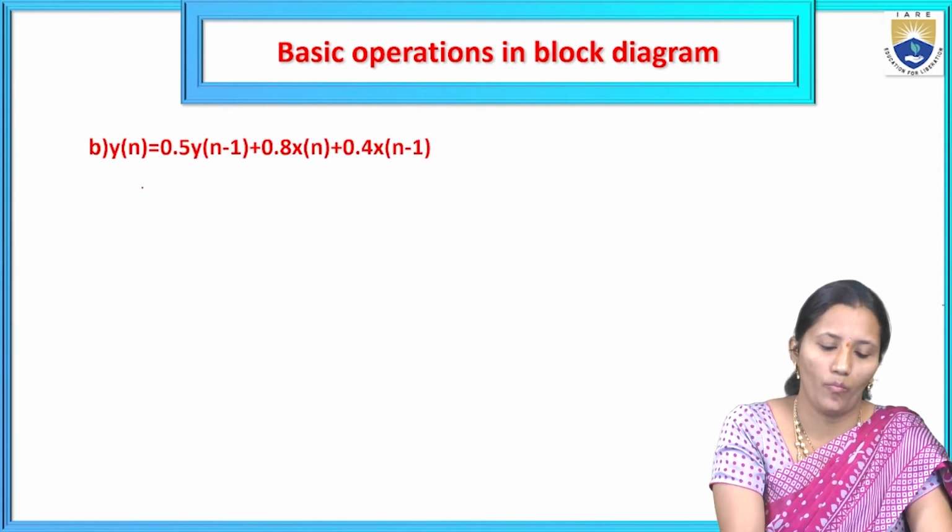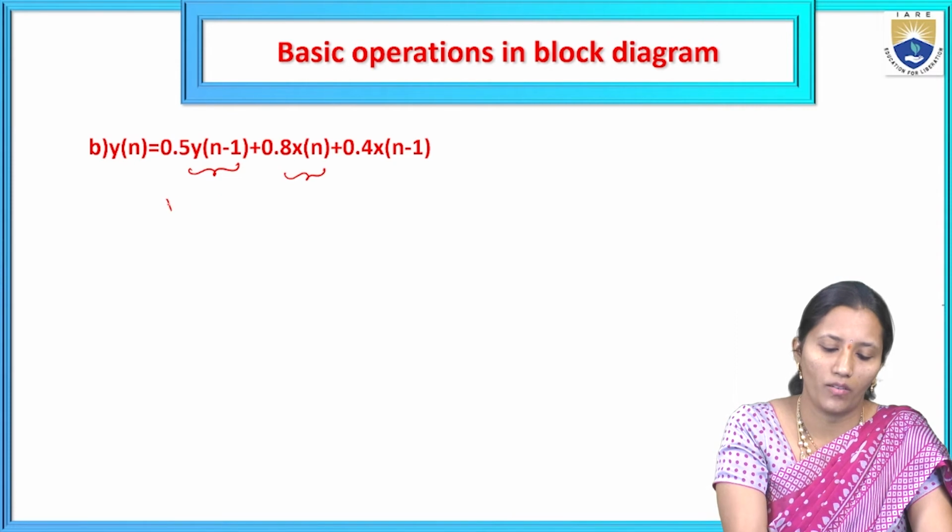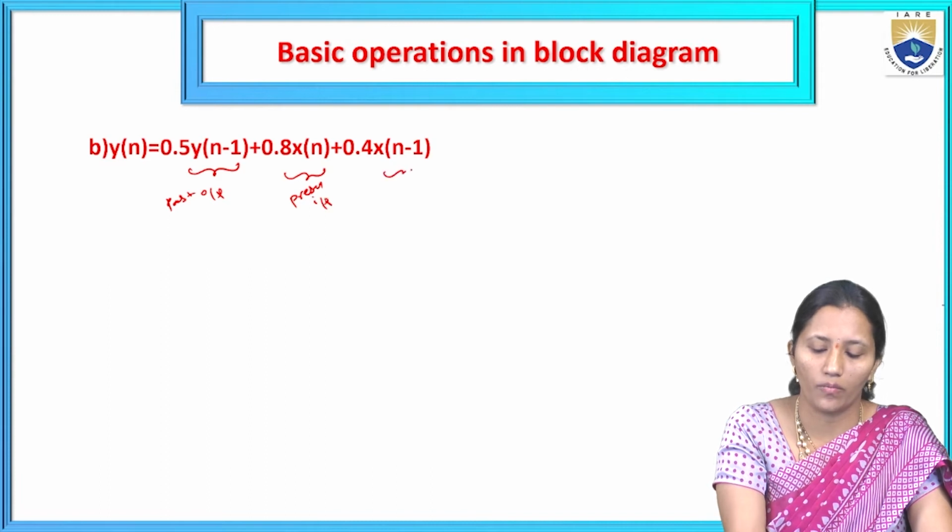Another example, here y of n depends on the past output, the present input, and the past output.